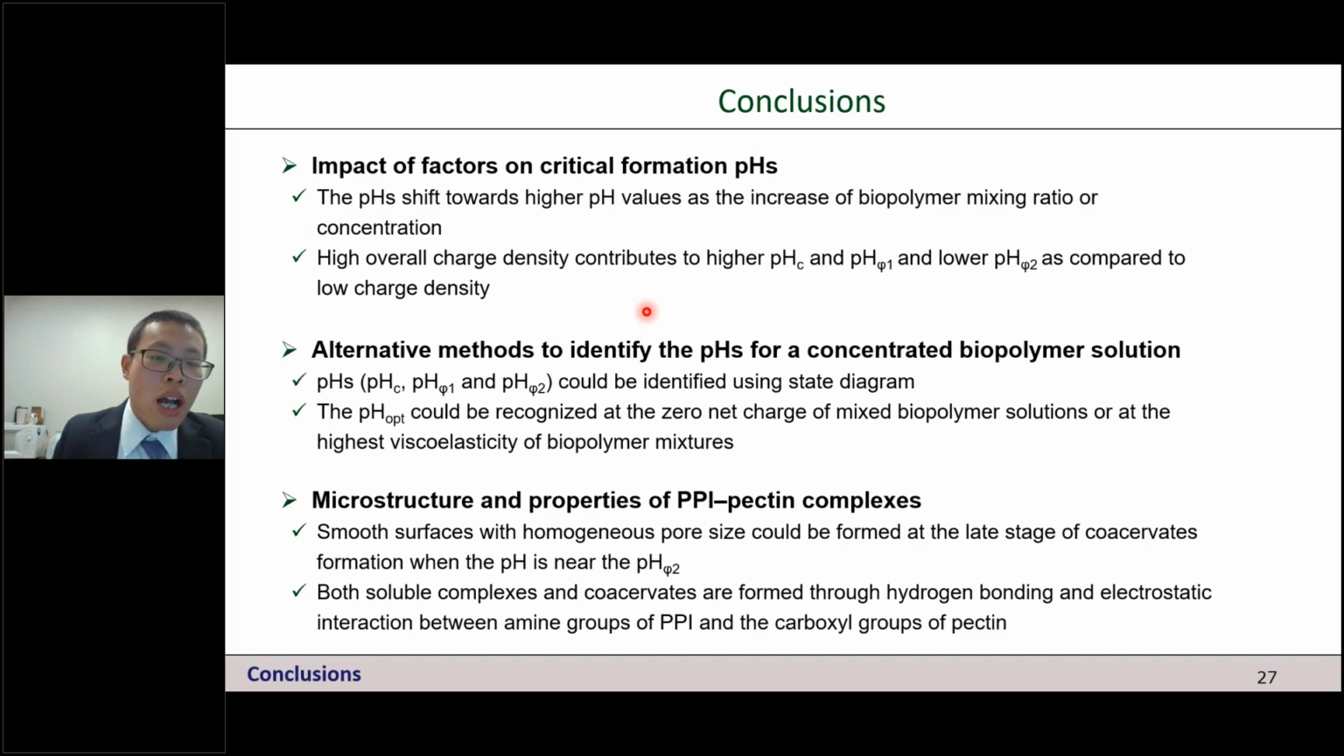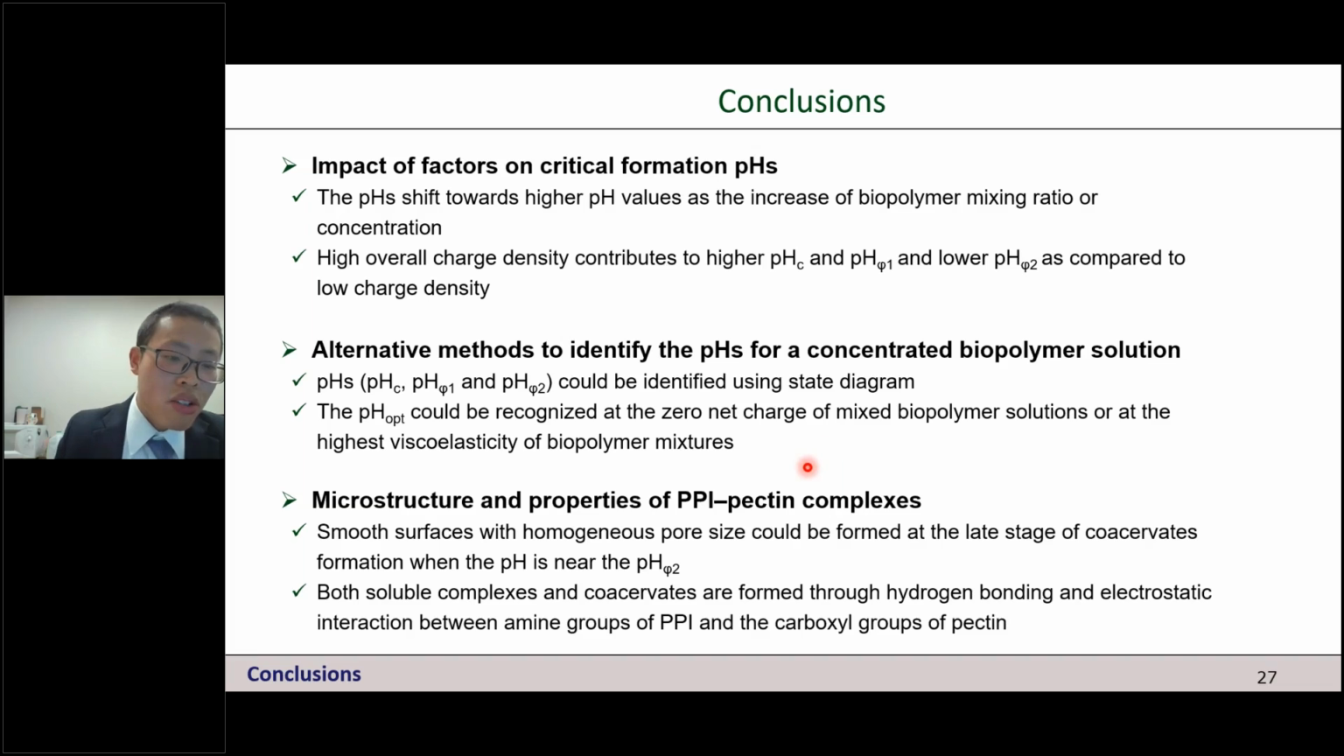An alternative method to identify the pHs for concentrated biopolymer solutions: the pHs, pHc, pH φ1 and φ2 could be identified using a state diagram, and the pHopt could be recognized at the zero net charge of mixed biopolymer solutions or at the highest viscoelasticity of biopolymer mixtures.